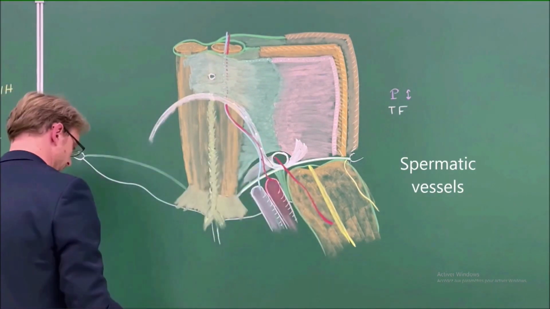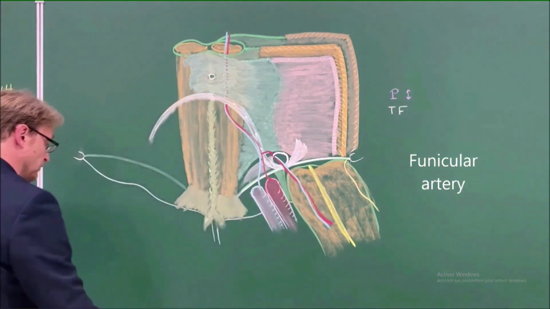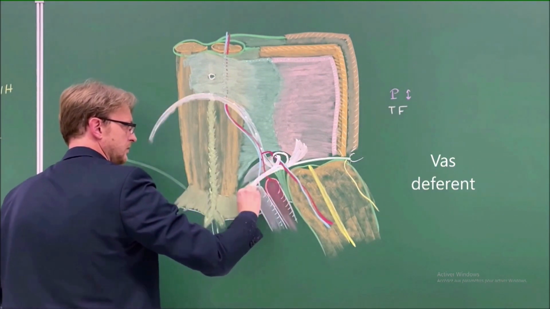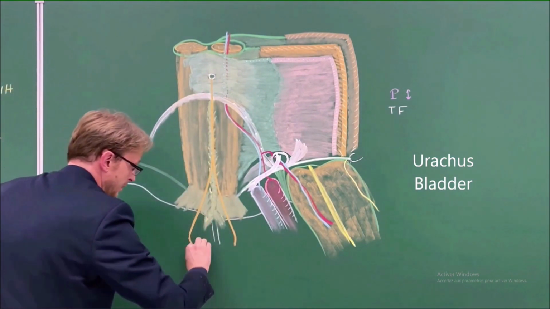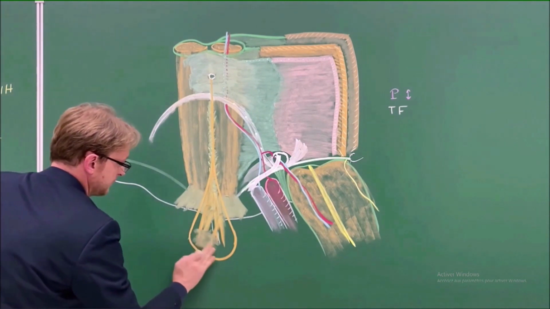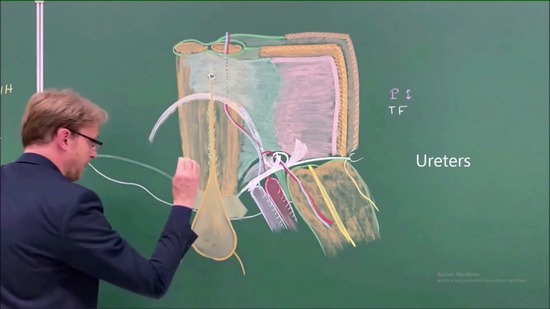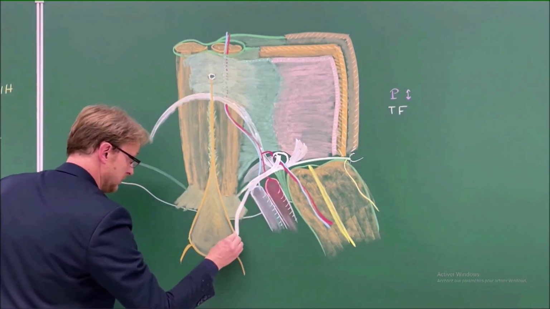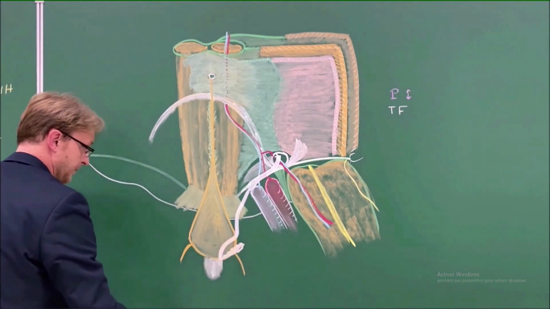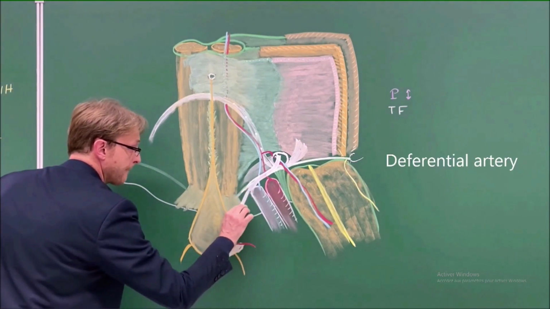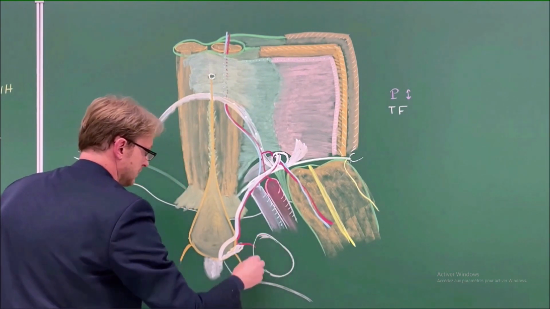Hesselbach triangle. We will find the spermatic vessel just here, coming from the aorta, and then the funicular artery, which is the second artery of the spermatic cord, and then the vas deferens. To explain the ends of this vas deferens, we have to draw the bladder with the urachus just here, and the ureter coming from the posterior part, just here. The end of the vas deferens is reaching the prostate with the seminal vesicles just here. And this vas deferens is followed by the third artery, the deferential artery coming from the internal iliac artery.